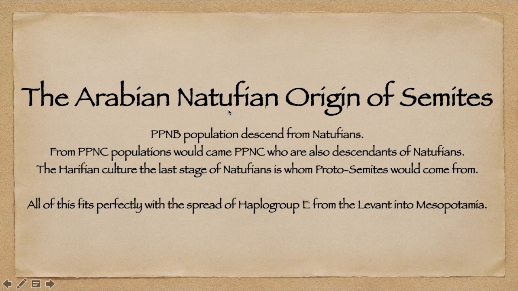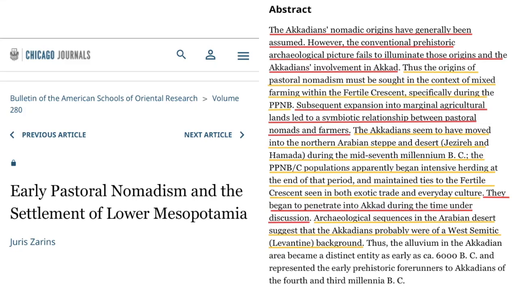So, PPNB populations descend from Natufians. From PPNC populations would come PPNC, who are also the descendants of Natufians. And then the Harifian culture is the last stage of the Natufians, to whom Proto-Semites would come from. All of this fits perfectly with the spread of haplogroup E from the Levant into Mesopotamia. So again, I'm going to read what's in yellow.